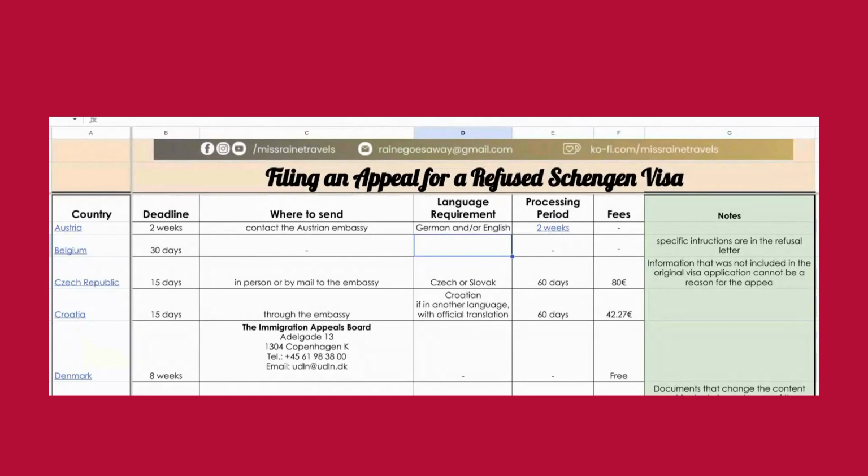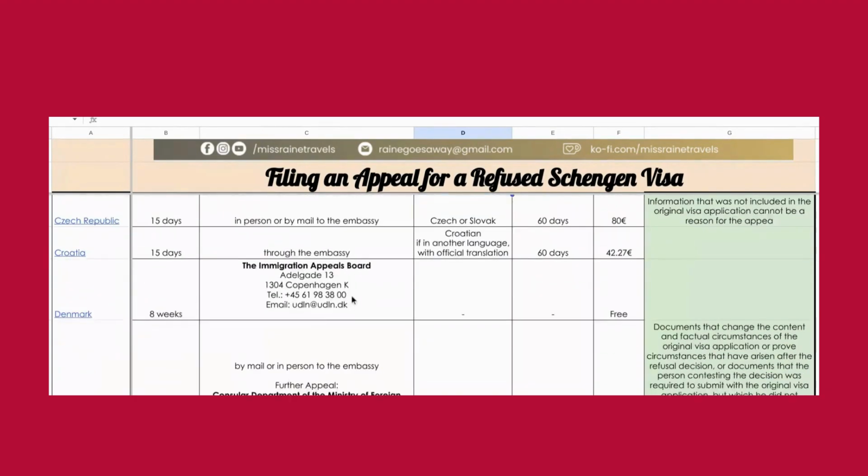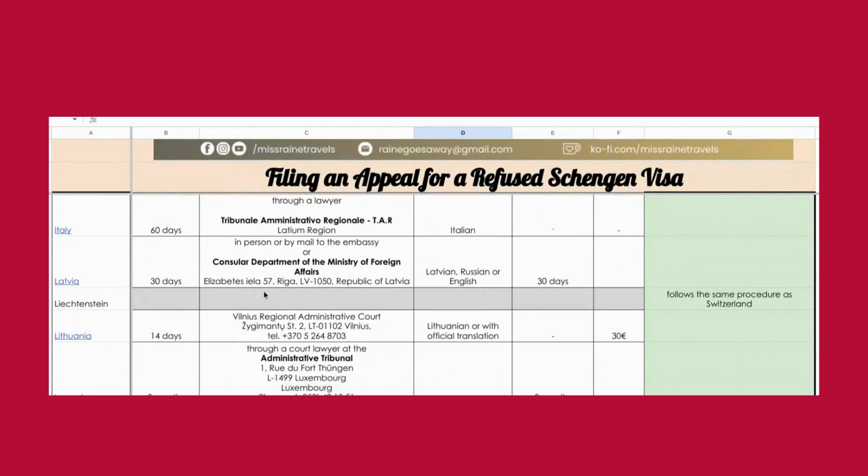So this is the Excel or Google Sheet for filing an appeal for a refused Schengen visa. So here you will find the different deadlines, where to send, language requirement, processing period, and fees for each of the 27 Schengen countries. I've also included some notes at this side here. Take note that there are some countries that are blank, just like Belgium here, because there are specific instructions on how to proceed with the appeal on your refusal letter. And also take note that for Liechtenstein, it follows the same procedure as that of Switzerland.